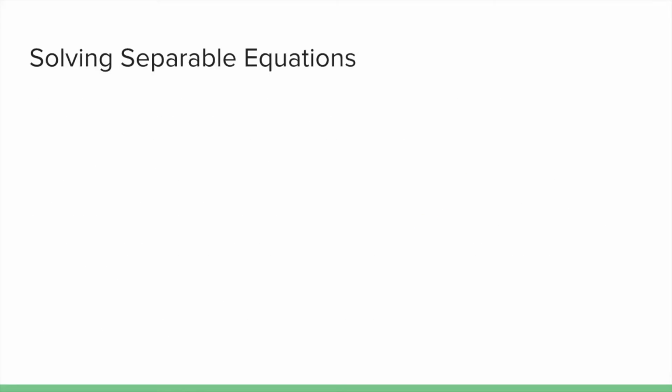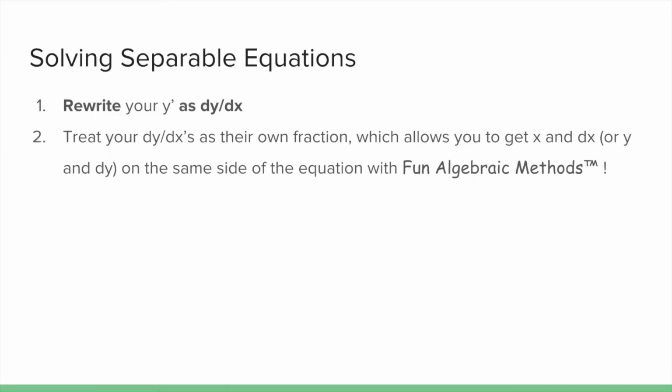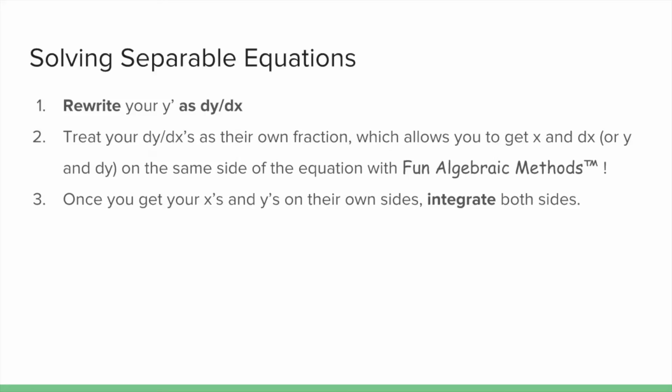Let's look at some strategies to solve these separable equations. First, if you're given a y prime, make sure to convert that to Leibniz form, more commonly known as the dy/dx form. And once you have it in the dy/dx form, you can treat it like a fraction. That means that you can cross multiply and divide and do whatever it takes to get your dy and y, or your dx and x, on the same sides. Once you get your x's and y's on the same side, integrate both sides in order to get rid of the dx and dy. Don't forget to add or subtract c.